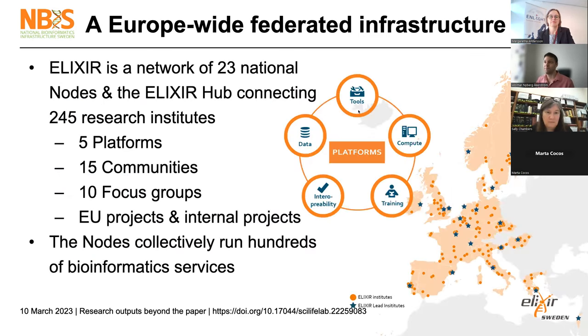And this is, to a large degree, done in the scope of this European-wide federated infrastructure that is Elixir. Currently, it's a network of 23 national nodes, and there's a hub coordinating some of the activities and projects that Elixir supports. It has five platforms: a platform for tools, compute, training, interoperability, and data. These work towards developing and curating these shared resources within Elixir.